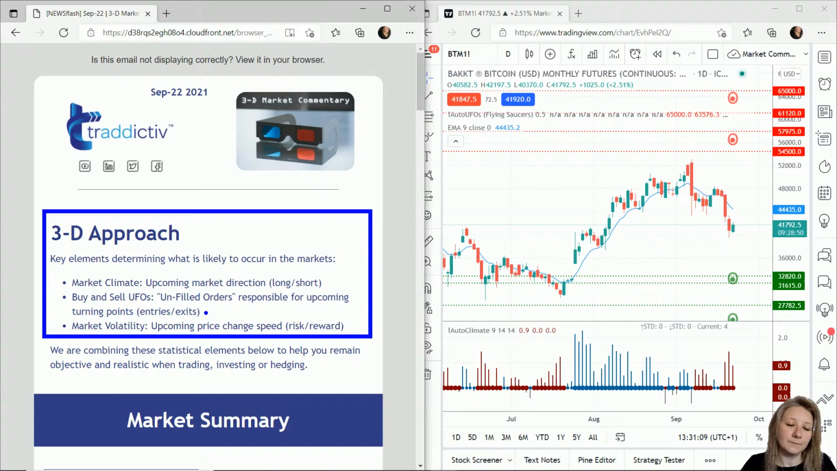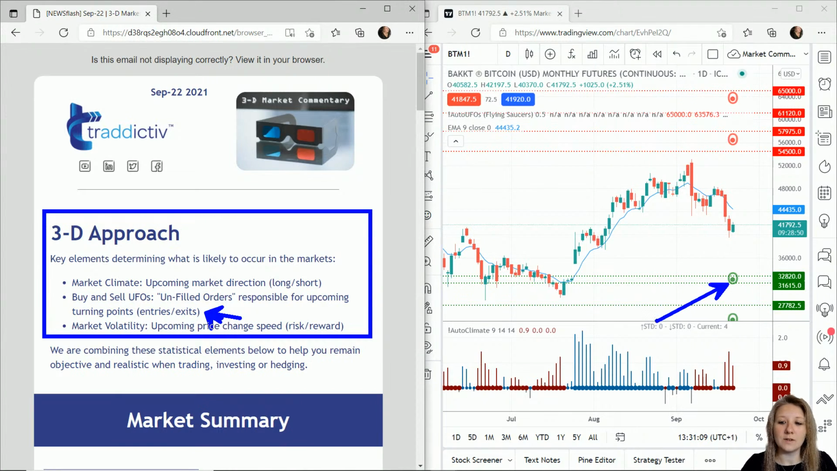Then we want to know, if I'm going to buy, where am I going to buy? If I'm going to sell, where am I going to sell? So we want to know where the buy and sell UFOs are. UFOs stands for unfilled orders. Essentially, what we want to know, where are the buyers, where are the sellers? Again, we use an app, we use technology to help us. It's our AutoUFOs for this case.